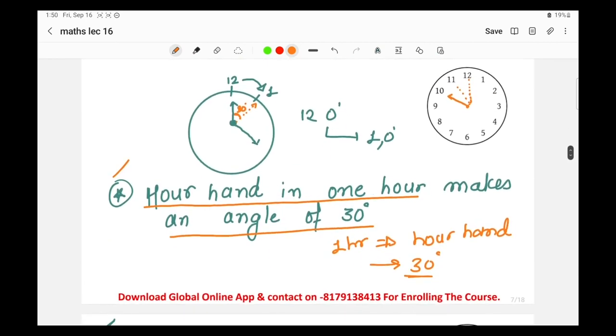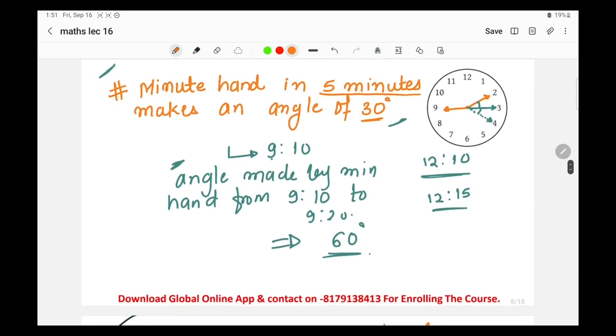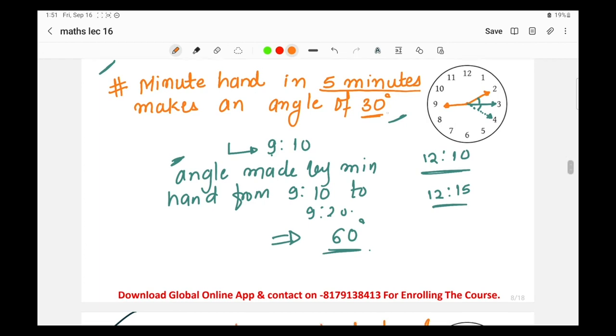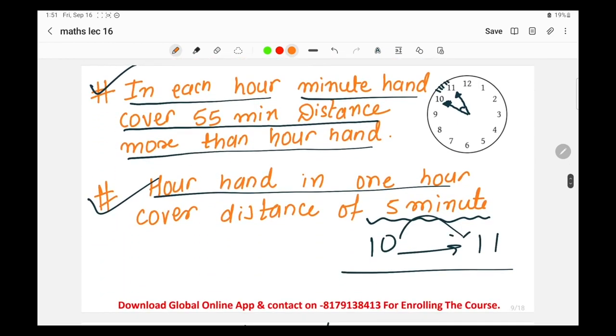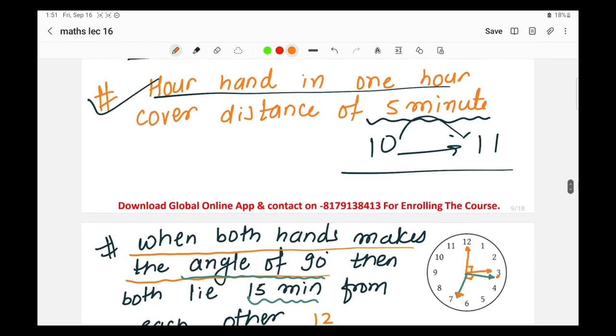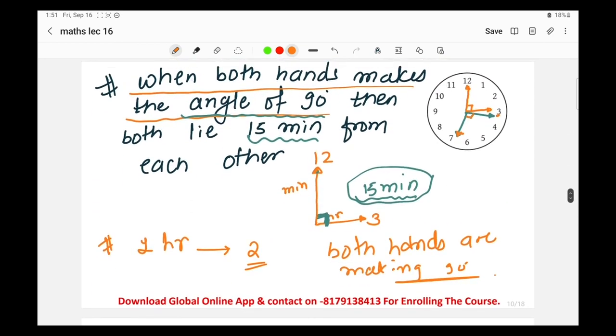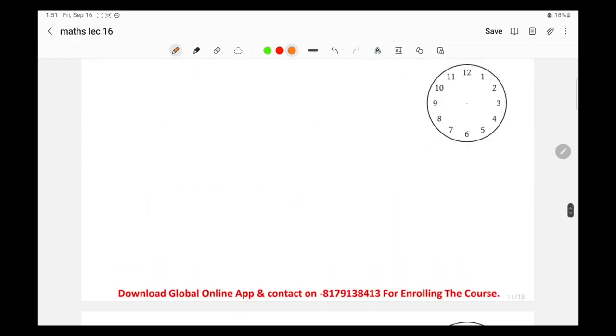Okay, nextly what we have seen is that our hour hand in 1 hour is going to cover 30 degree. Okay, so in 1 hour hour hand will cover 30 degree, and nextly what we have seen is minute hand in 5 minutes makes an angle of 30 degree. That is, in minute hand if we consider 5 minutes have occurred, it means it is covering 30 degrees. Okay, this we have seen. In each hour we have seen at the same time that the minute hand covers 55 minutes distance more than that of the hour hand, and hour hand in 1 hour is covering the distance of 5 minutes. Okay, so nextly thing that we have to keep in mind, that when both hands make the angle of 90 degree, then they lie 15 minutes away from each other. This is the one fact that we have to keep in mind.